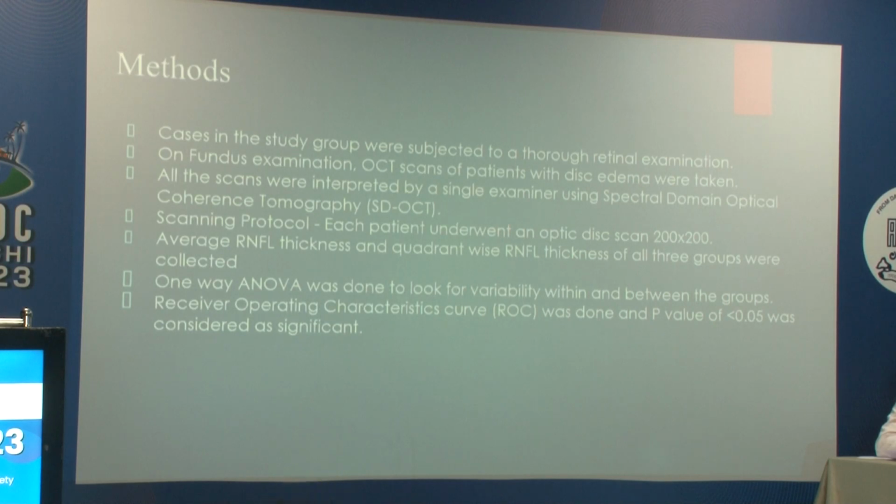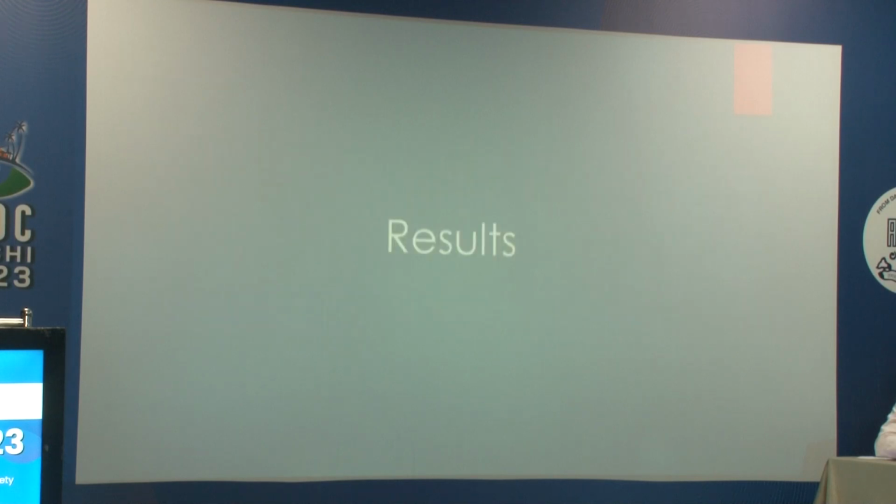Each patient underwent an optic disc scan of 200 x 200. The average RNFL thickness and quadrant-wise RNFL thickness was taken in all three groups, and one-way ANOVA was done to look for variability within and between the groups. ROC curve was also done, and a p-value of less than 0.05 was considered significant.